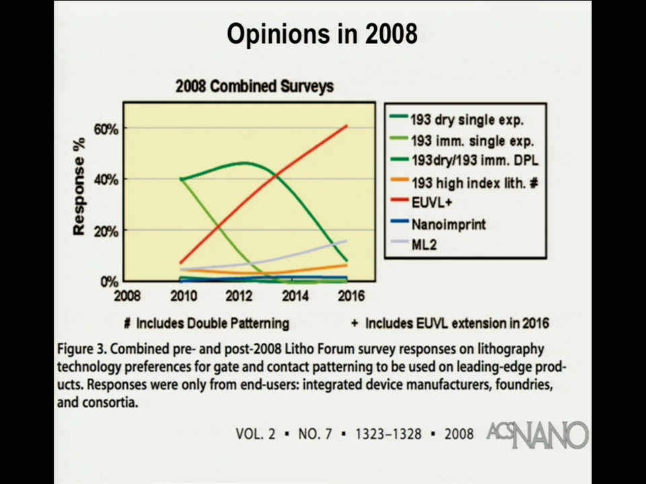What has happened is that extreme UV is down here, and maskless lithography, which was on this exponential curve, which was going to be up here, is also down here. 193 nanometer immersion double exposure patterning is like here. So we've managed to wring more and more resolution out of the same process, but it's probably going to end soon. They always say that. This time for sure.